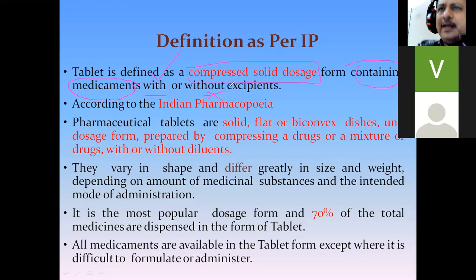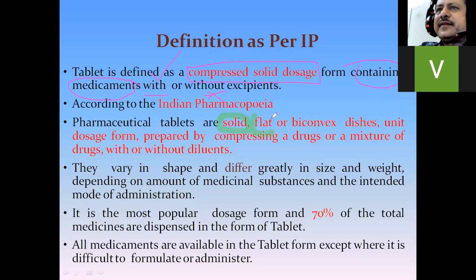Now, as per the Indian Pharmacopoeia, the precise definition for tablet is defined in such a way that firstly, it is solid. This is the first thing. So it is a solid dosage form, and it can be flat or biconvex. It is a unit dosage form prepared by compression of a drug or mixture of drugs with or without diluent.